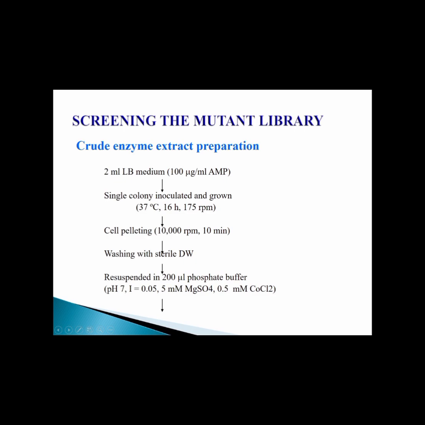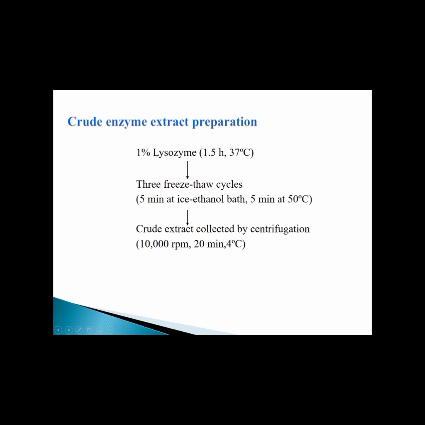Screening the mutant library. First, crude enzyme extract preparation. We can prepare crude enzyme extract in an Eppendorf tube. After inoculating 2 ml LB medium with each single colony, then growth was done, then cell pelleting, washing, and resuspending in phosphate buffer, then adding 1% lysozyme, then 3 freeze-thaw cycles, 5 minutes in an icy ethanol bath, and 5 minutes at 50 degrees centigrade. Then the crude extract collected was centrifuged, 10,000 rpm, 20 minutes, 4 degrees centigrade.